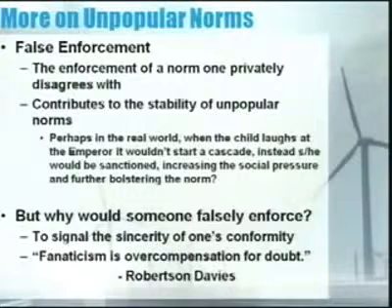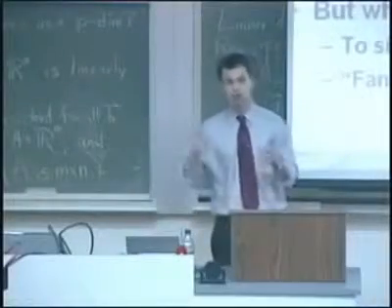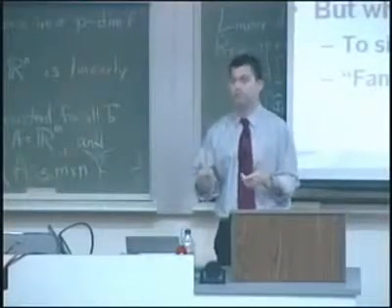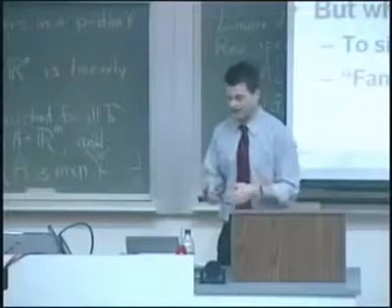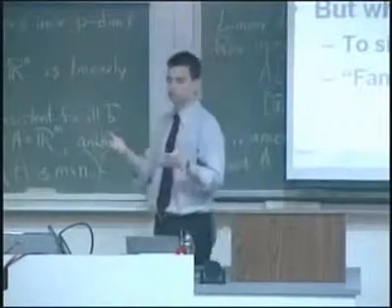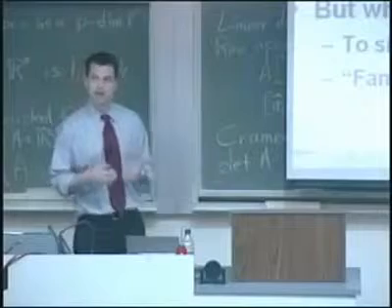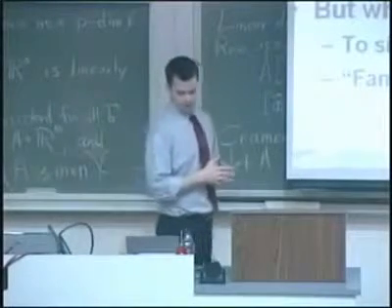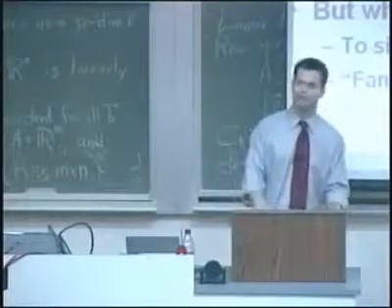But is this what normally happens? So perhaps in the real world, when the child laughs at the emperor, it wouldn't start a cascade. Instead, she or he would be sanctioned, and it would actually increase the social pressure and further bolster the norm. Because if you see the kid stand up and say, the emperor's naked, and then a variety of people jump up to say, no, you need to shut up, the emperor is fully clothed and looks fantastic, then that would only reaffirm your concerns that you might get sanctioned if you spoke out, right? So then the question is, why would somebody falsely enforce?